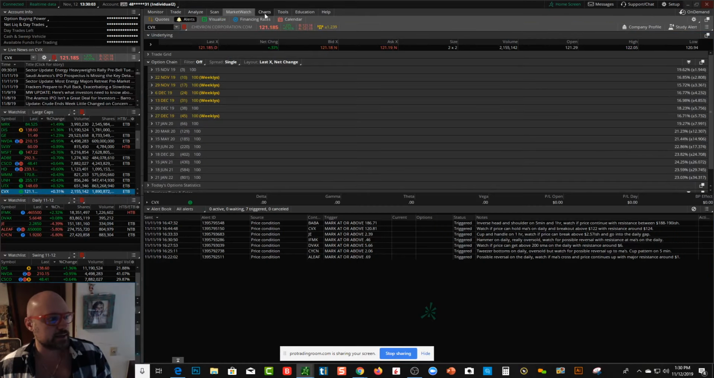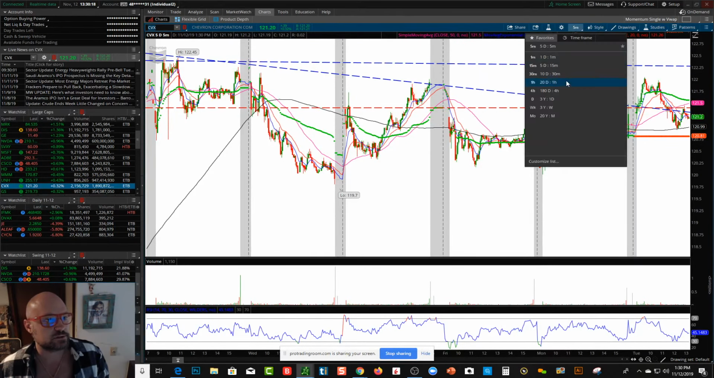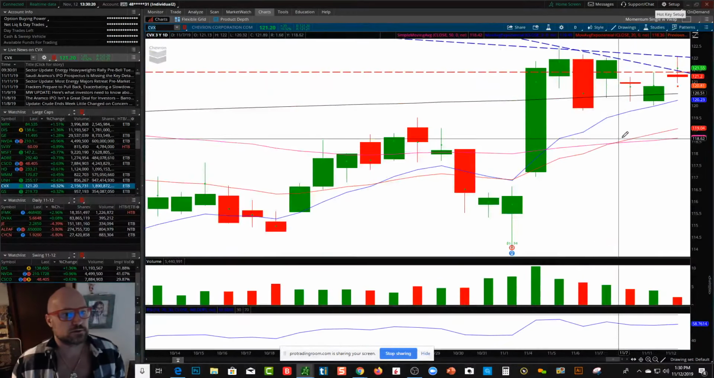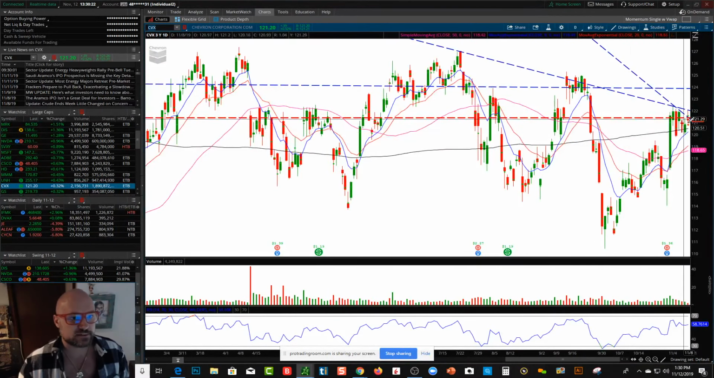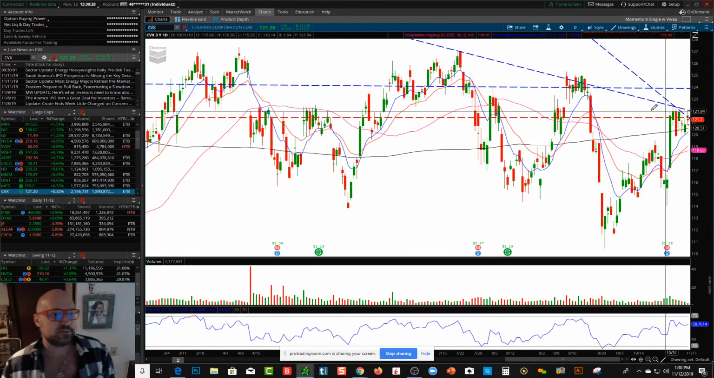This one we had. Watch if price can hold moving average lines on the daily and break out above 122 with resistance around 124. So let me go to the daily chart. So I was saying right here, if you watch the watch list video, I was saying if we can hold the MAs right here on the daily, see if it can break out above 122 with resistance at 124.